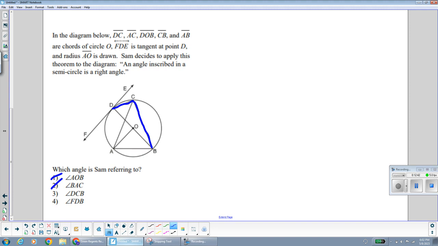Angle DCB. That does open up to half of a circle. It connects to a diameter. So that is the answer choice that Sam is talking about. So whenever you have an inscribed angle that intercepts a semicircle, half of a circle, since this is 180, this would have to be a 90-degree right angle.